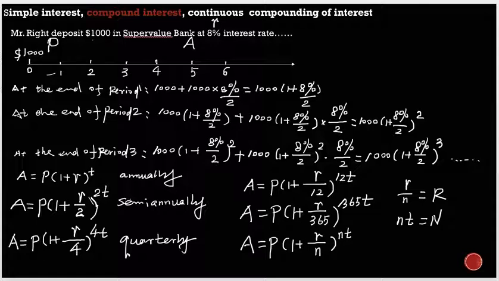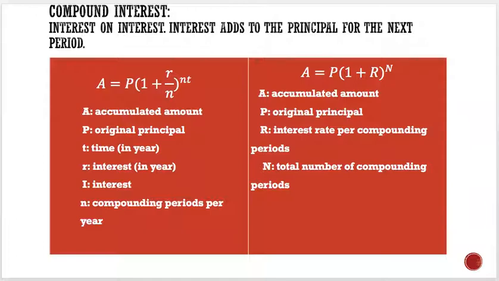So we can get the formula as the original principal times 1 plus capital R to the power capital N. You can do the comparison. These two formulas are both very useful in different scenarios.